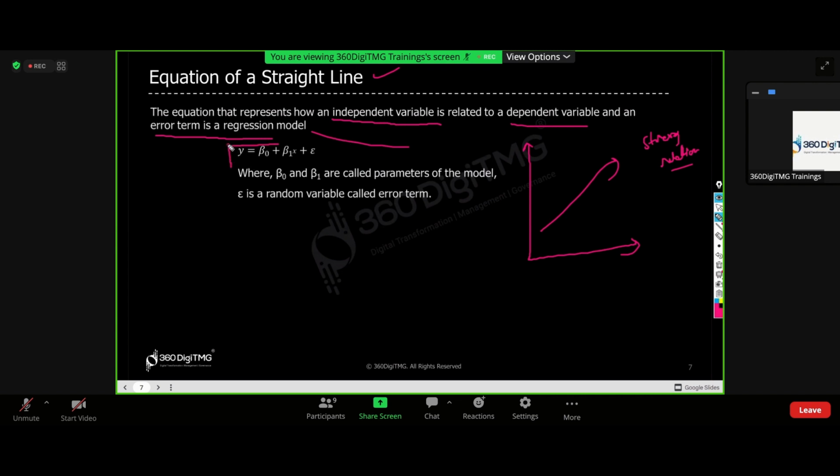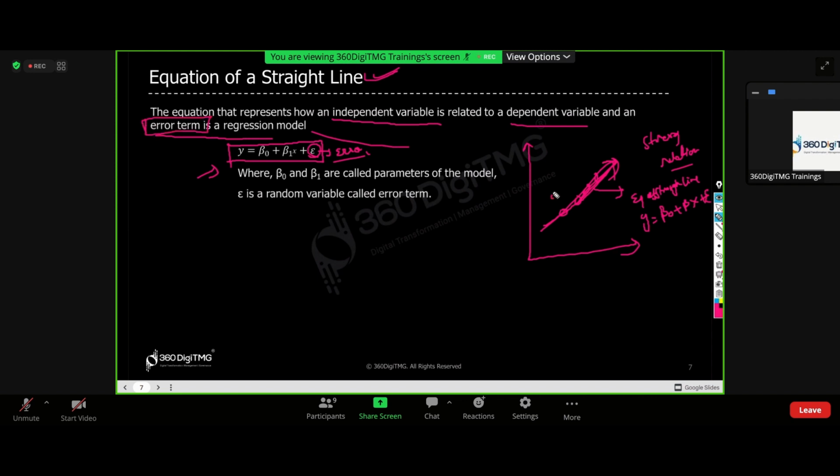Basically, this is your equation of a straight line: beta naught plus beta 1 into x plus epsilon. So this is your error. This equation is called the equation of a straight line. We are assuming that we want data points to be distributed along this line, which is given by y equals beta naught plus beta 1 into x plus epsilon, and epsilon is error.